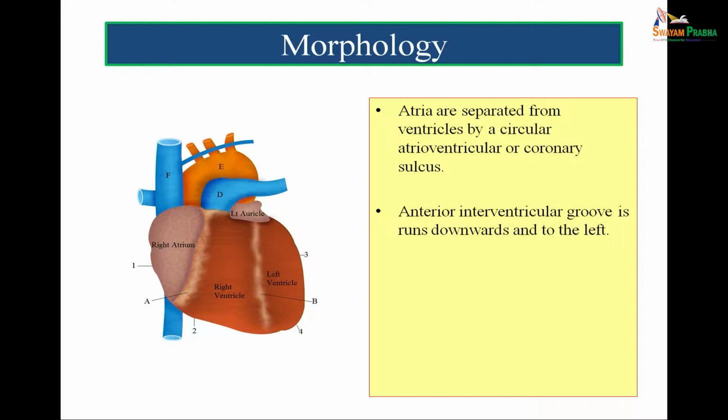We see the right atrium, we see the right ventricle, and in between the right atrium and right ventricle, we see the right anterior atrioventricular groove, which is a circular groove. And also we see on the front of the heart an anterior interventricular groove marked by B in the figure, that is separating the right ventricle from the left ventricle.